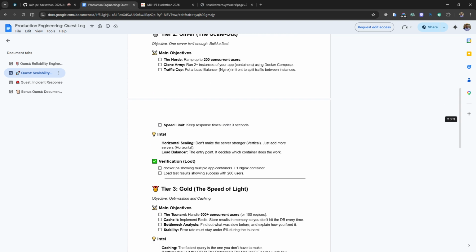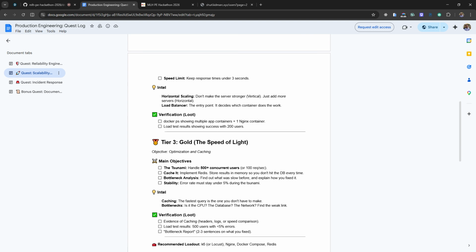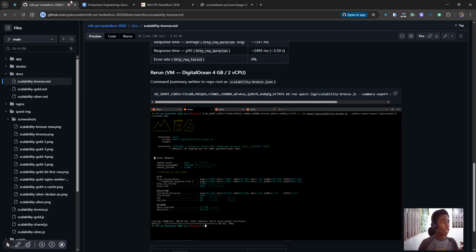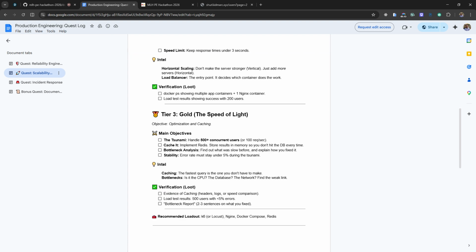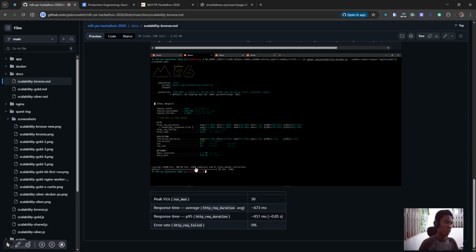The main objectives were to ramp up to 200 concurrent users, run two instances of the app, use Docker Compose, and put a load balancer like Nginx in front to split traffic between the instances. The speed limit was to keep the response time under 30 seconds. I did that one too, and this is Docker PS showing multiple instances running.